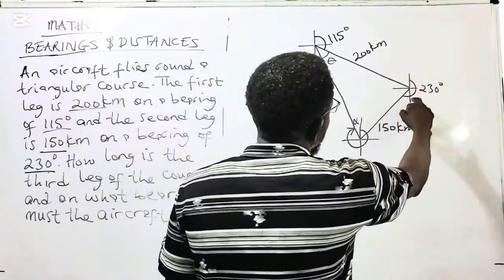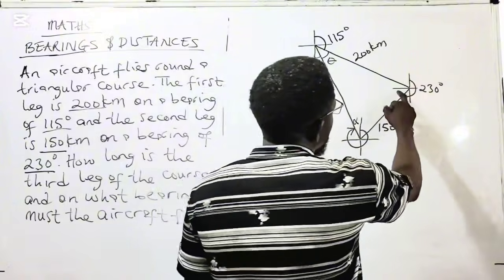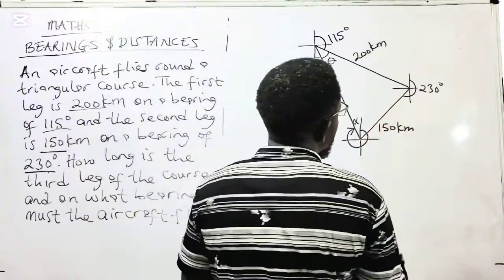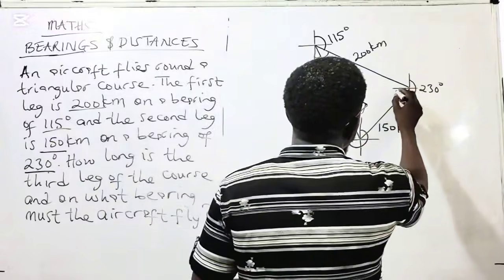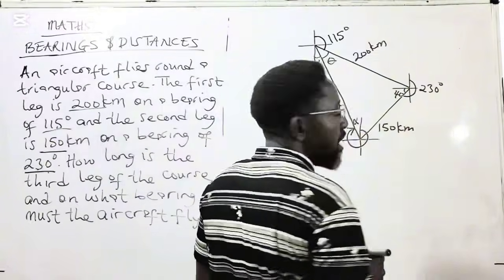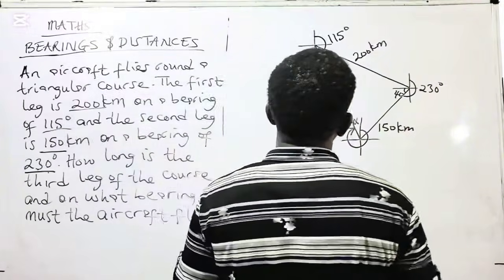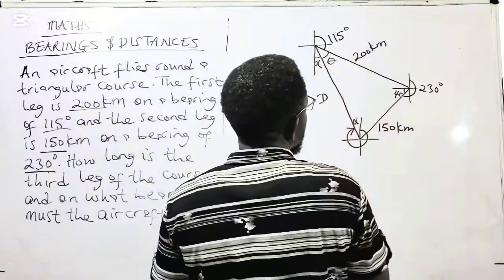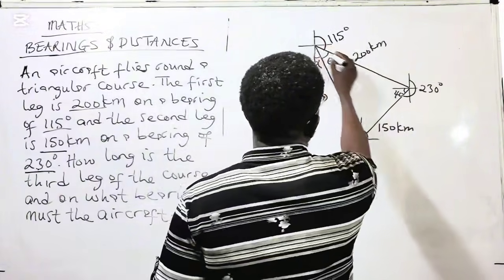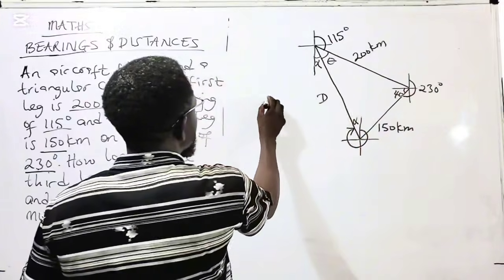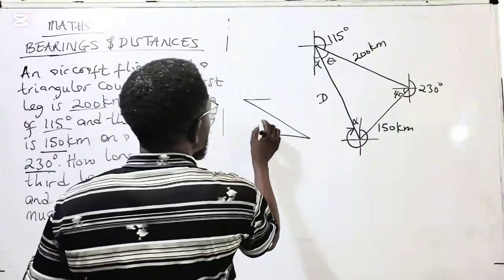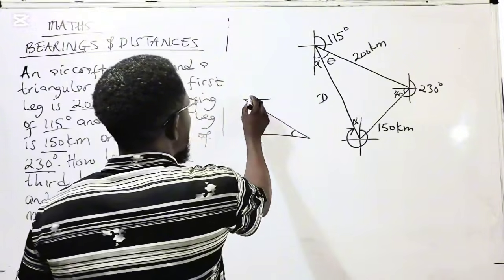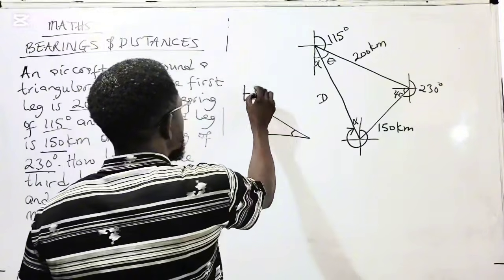Now from here to here is 230, and up to this point is 270. So if I subtract 230 from 270, this inner part is 40. Then here's 115. Then up to this point is 90. Then again, we have this one going like this. So this part will be equivalent to this. And here is 90 degrees.